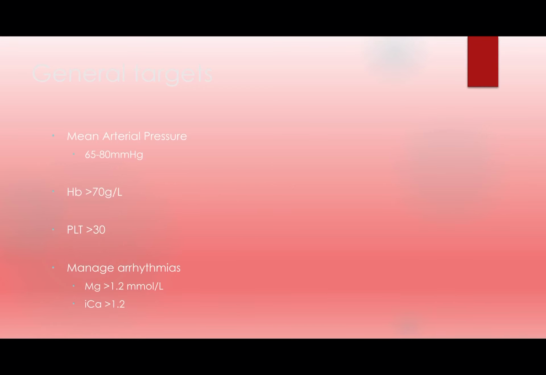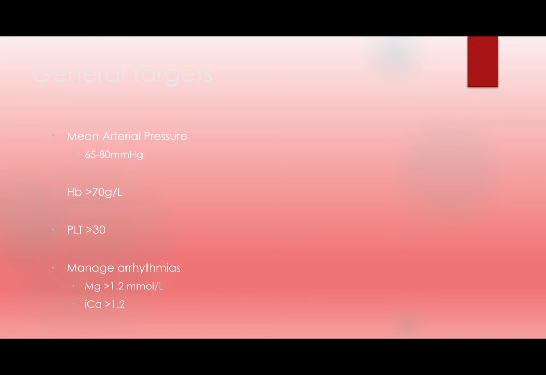When assessing a patient and their cardiovascular status, we do use certain targets, and the general targets that most people have are targeting a mean arterial pressure of 65 to 80. You'll notice that we target mean arterial pressures and not systolic pressures. The reason is the mean arterial pressure is a much better reflection of what the perfusing pressure within an organ is. And so for most patients, between 60 and 65 is adequate.